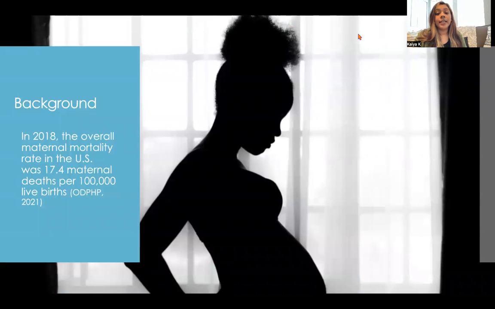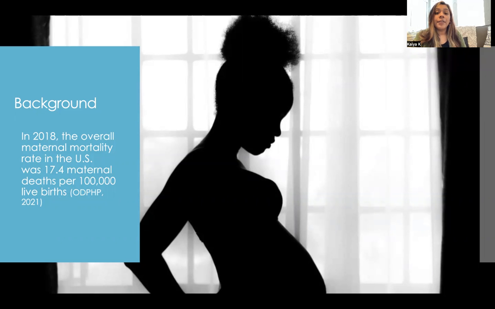The health topic I decided to focus on was maternal death. According to the World Health Organization, maternal death is defined as the annual number of female deaths from any cause related to or aggravated by pregnancy or its management during pregnancy and childbirth. This excludes accidental or incidental causes.